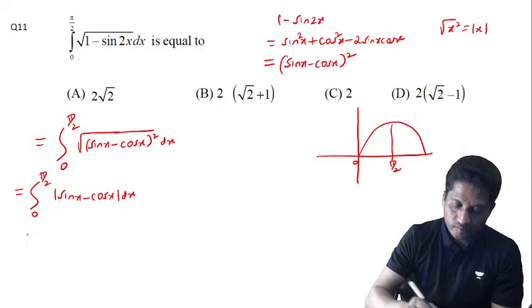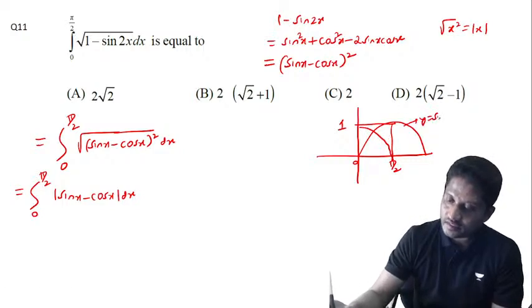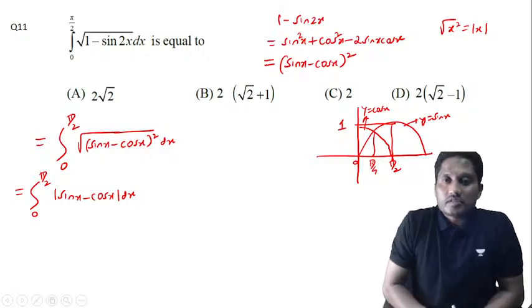Okay, sin 90 is 1. And when cos 90 is 0, cos 0 is 1. So this is y is equal to sin x. This is y is equal to cos x. Sin and cos will cut at 45 only. 0 to 45, cos is more than sin.